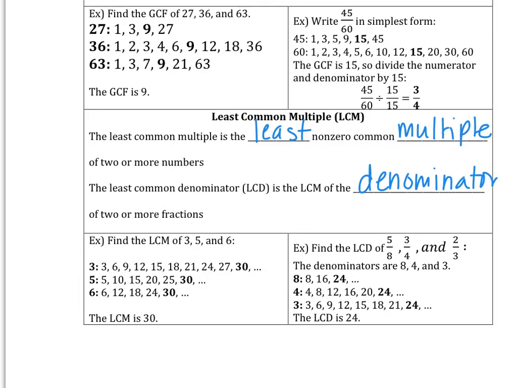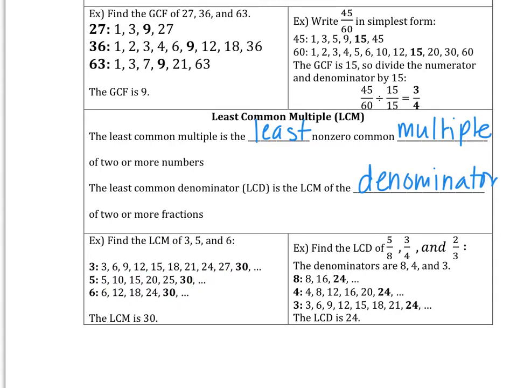So an example of this would be if we were to find the least common multiple of 3, 5, and 6. That means the lowest multiple that these three numbers have in common. So you take your first number 3 and you write out multiples. You keep going for a ways. And then 5, you're going to keep going until you find one that they have in common, and then you stop. And then you're going to take your third number, find one that they have in common, and then you're going to stop. So 30 is the lowest multiple that these three numbers have in common.